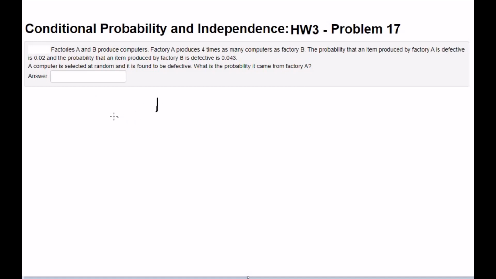Let's make the 3 branches. This is the Bayes' theorem question. So this is factory A, this is factory B.